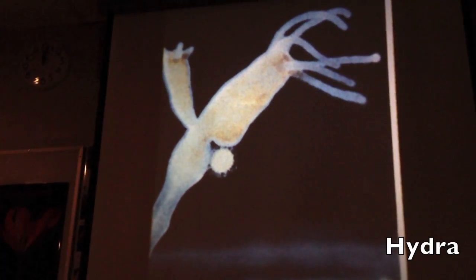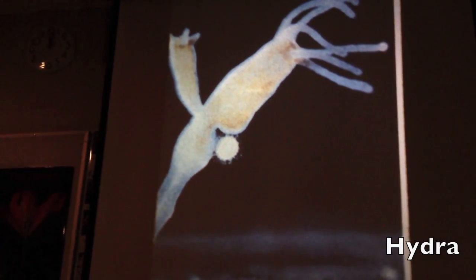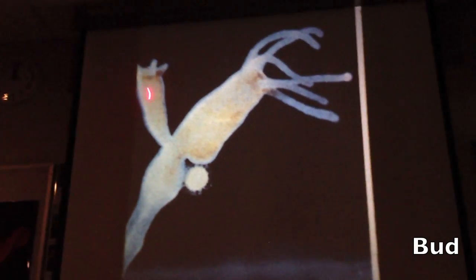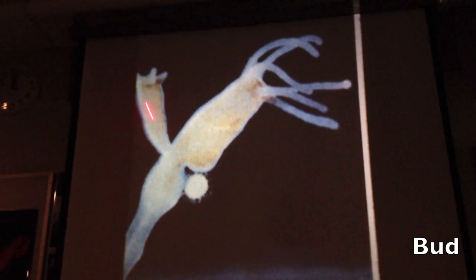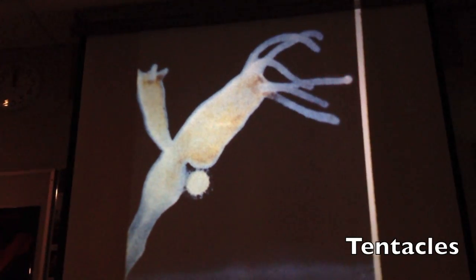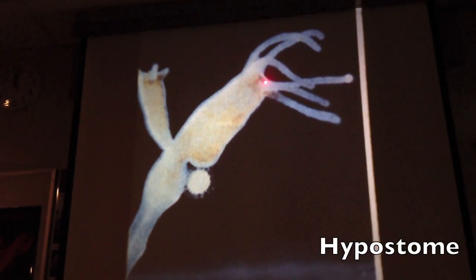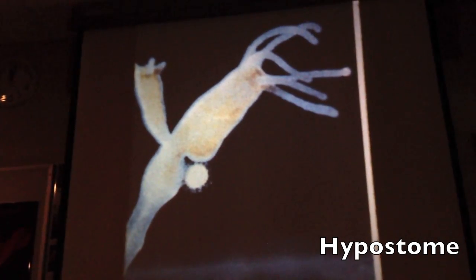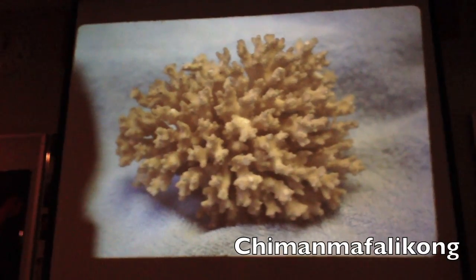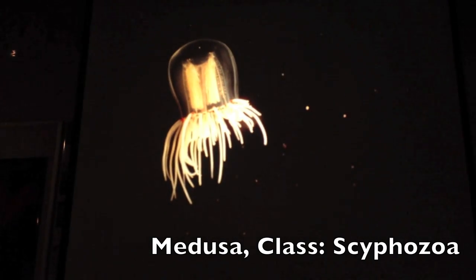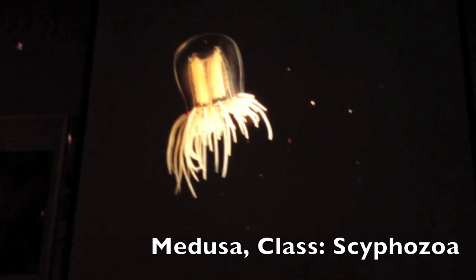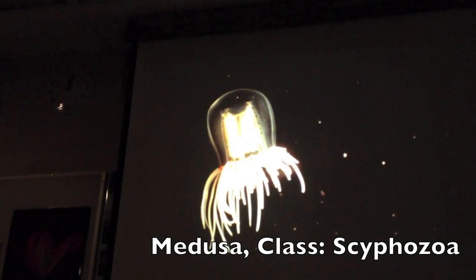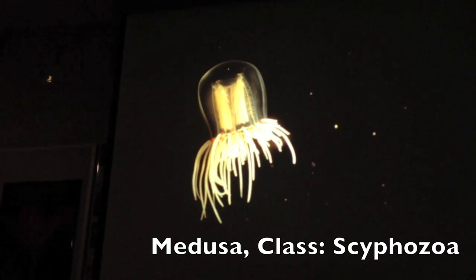This is a hydra. So on this hydra, what's this thing? Yeah, bud. And you got tentacles, a hypostome, the little bulb here with the mouth in the center of it. More coral, more Anthozoa. What is this, a polyp or a medusa? Medusa. And if this is big and lives a long time, what class are we looking at? Jellyfish, Scyphozoa.